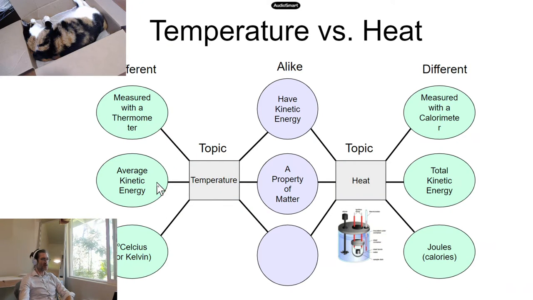So when we compare temperature with respect to heat, there are some differences and some similarities. We measure temperature with a thermometer. We use a thermometer in the calorimeter, but we need that calorimeter in order to measure heat. What we're actually measuring with temperature is the average kinetic energy in a sample, and we measure it in Celsius or Kelvin. Celsius is spelled wrong here, yay. Well, we measure heat in joules or sometimes in calories. Heat, since we account for the mass of the substance, represents the total kinetic energy in a sample.